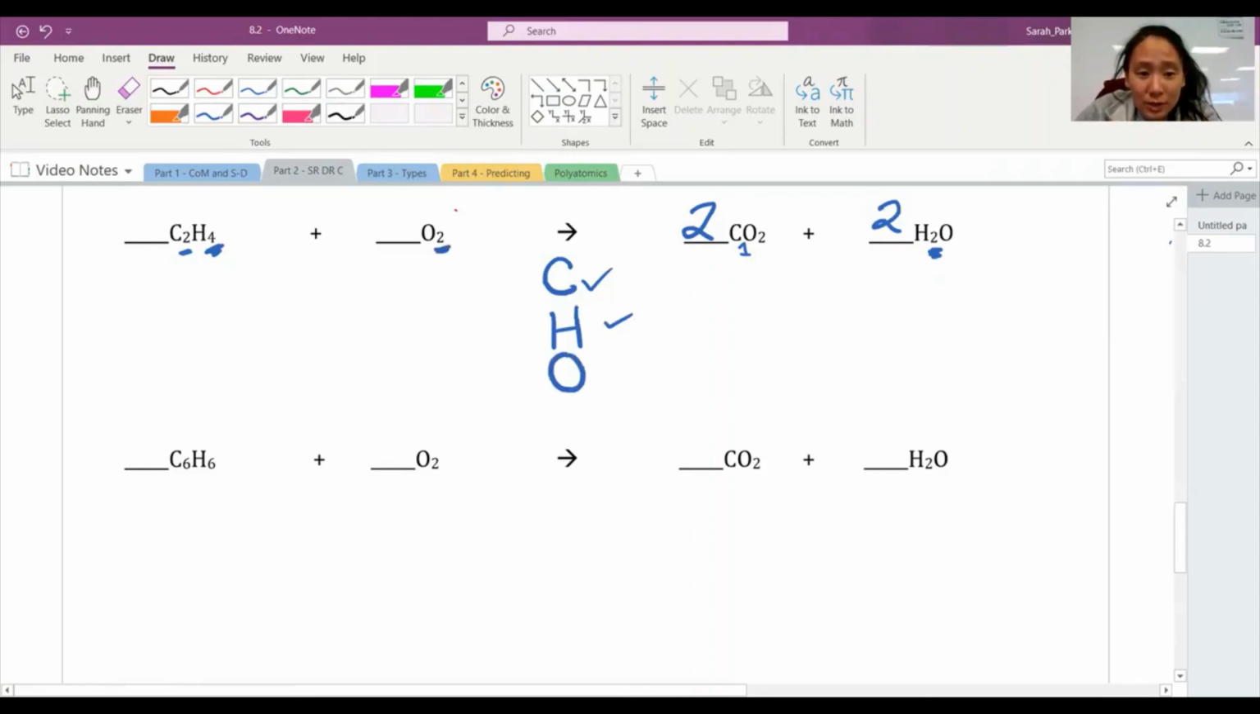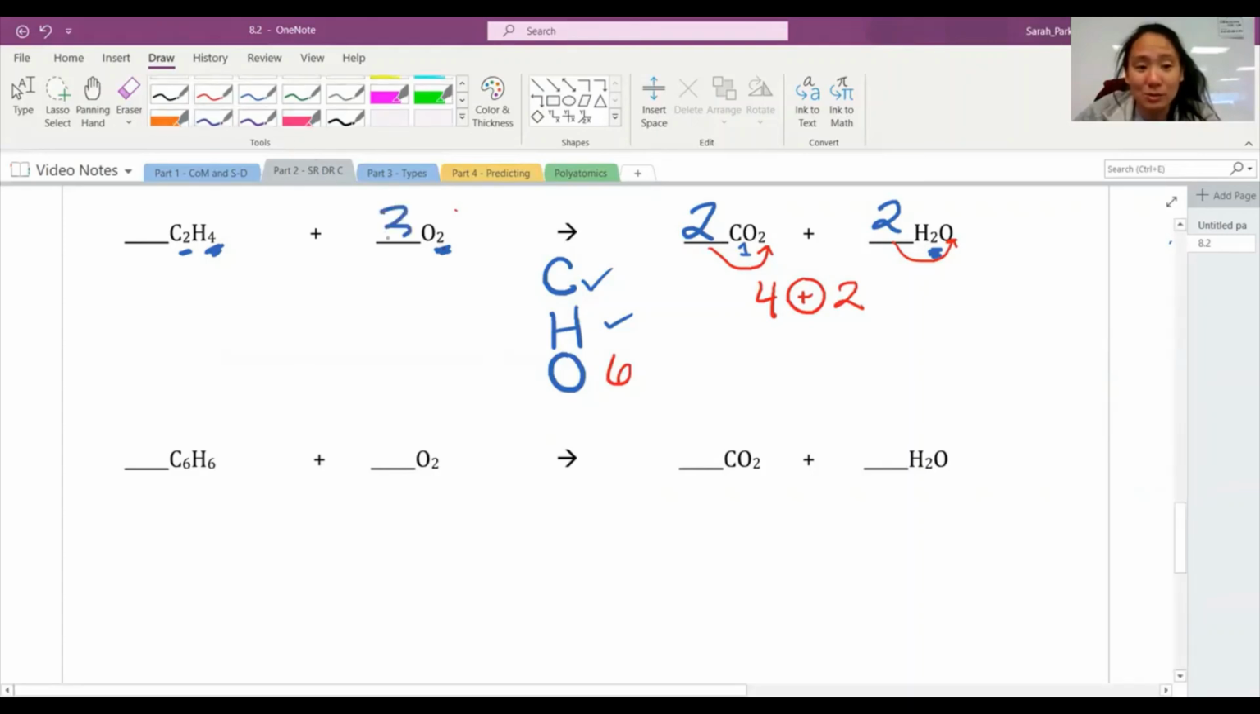You have 2 on the left, and now you have to add these. I would do some scratch work here. 2 times 2 is 4, plus 2 times 1 is 2. 4 plus 2 is 6. This 2 needs to become a 6. So what number goes right here? 3, because 3 times 2 is 6. You could put a 1 here or not.